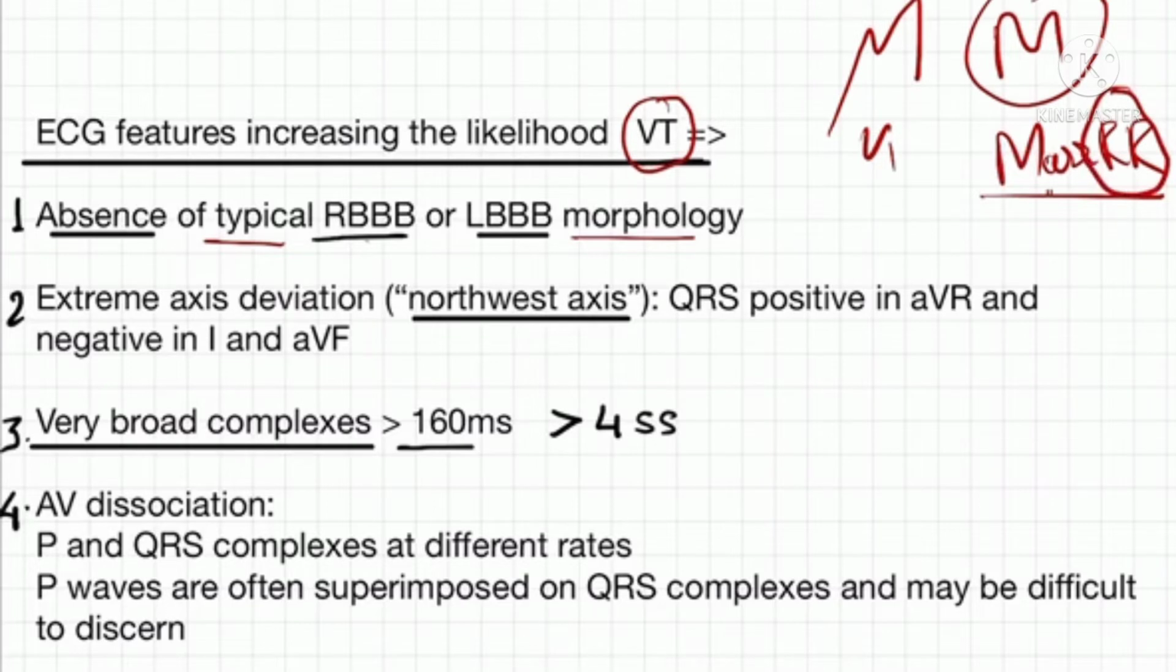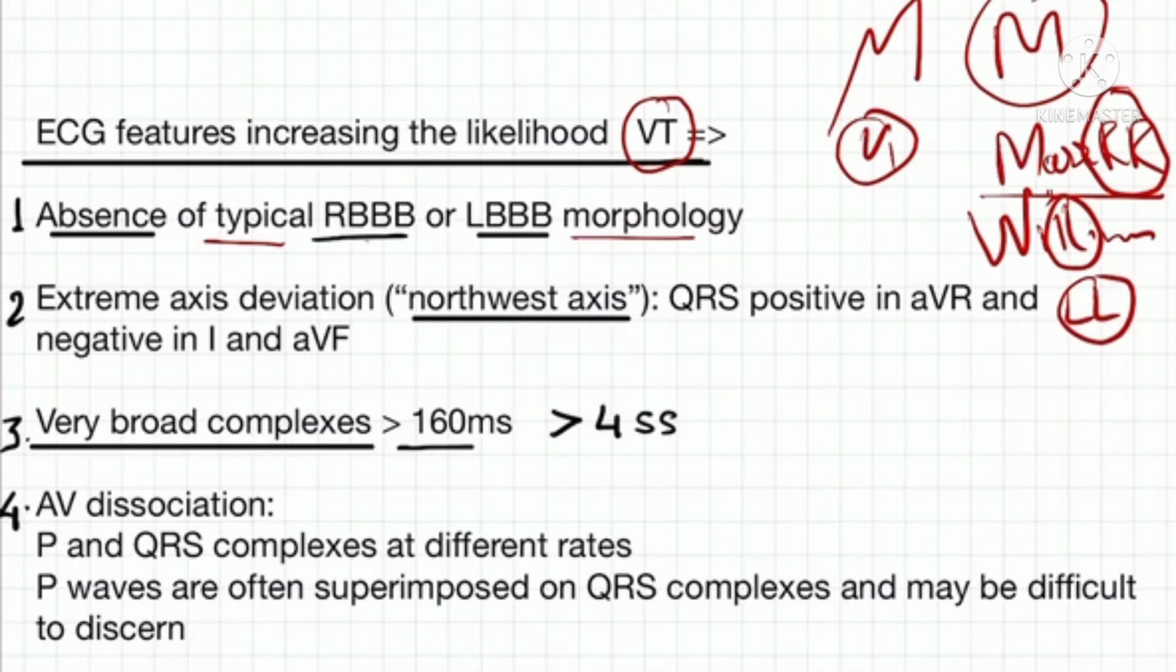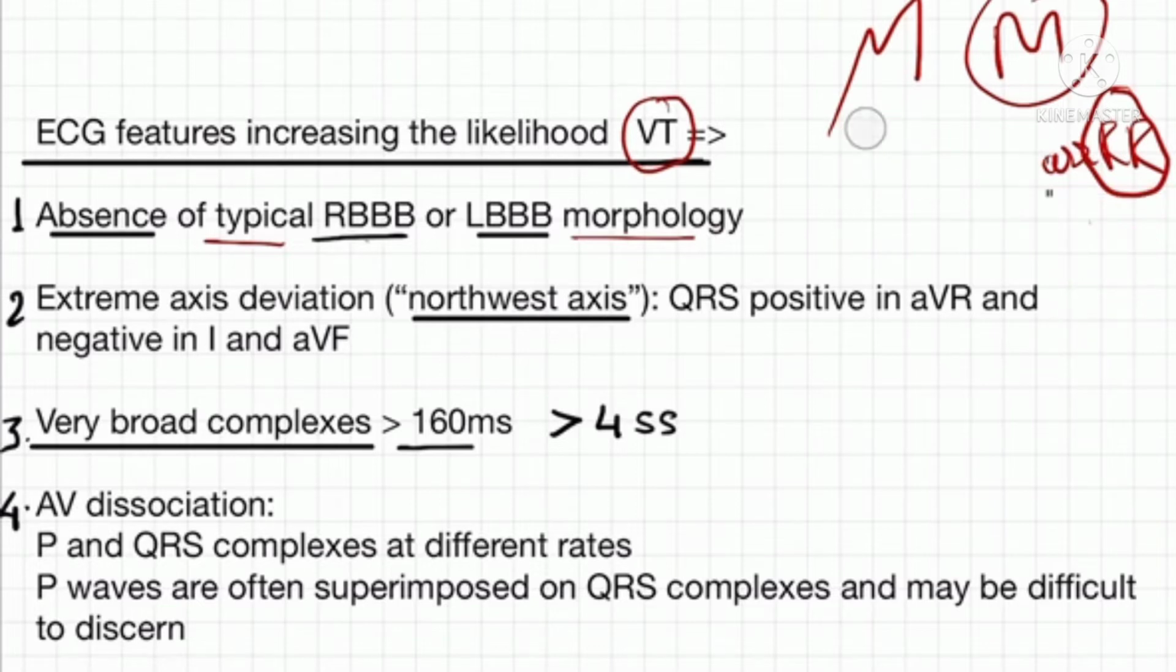That means if V1 has the M pattern, that is RBBB, right bundle branch block, and the reverse is WiLLiaM. If there is a W pattern in V1, that suggests the left bundle branch block, LBBB. These are more suggestive features of SVT with aberrancy. In the absence of these features, we are more suggesting the diagnosis of VT.